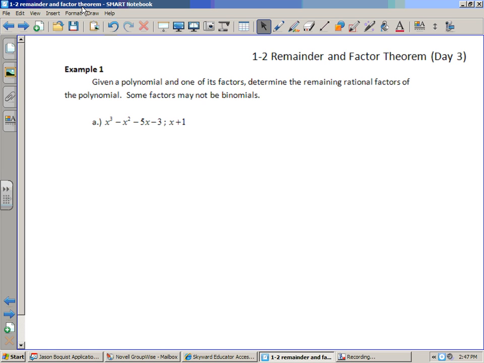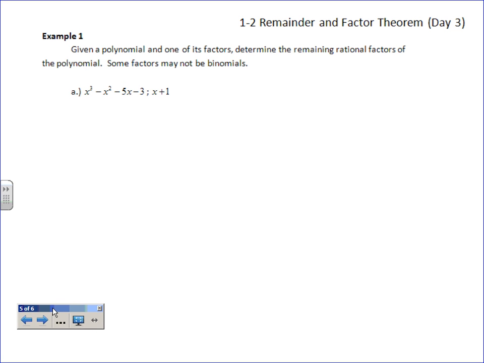Today you're being told that you're being given one of the factors. It is almost a guarantee if you read it properly. Given a polynomial and one of its factors, stated for a fact, determine the remaining rational factors of the polynomial. What I said yesterday, remember, rational means you can factor them. If you can't factor it, that's too bad. It's done. That's as good as you can do for now. So some factors may not be binomials, and you'll see one of those today.